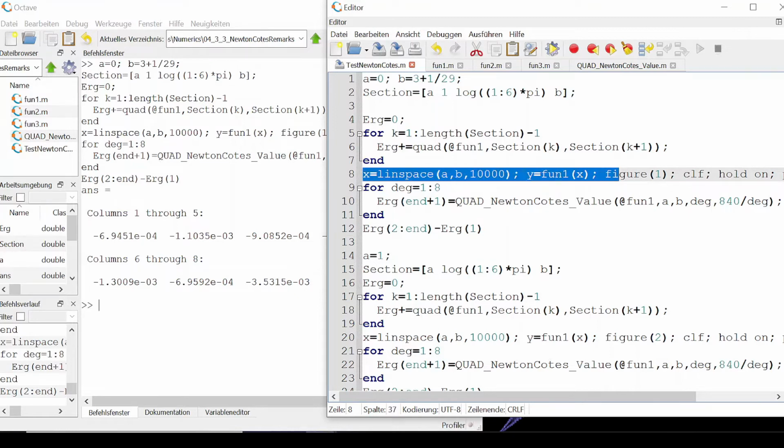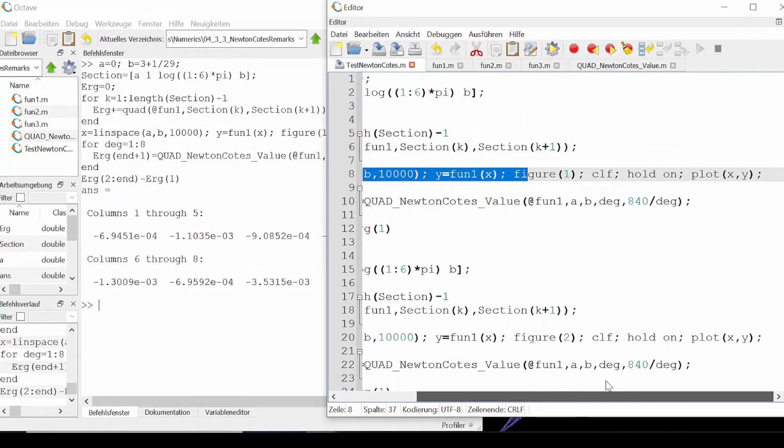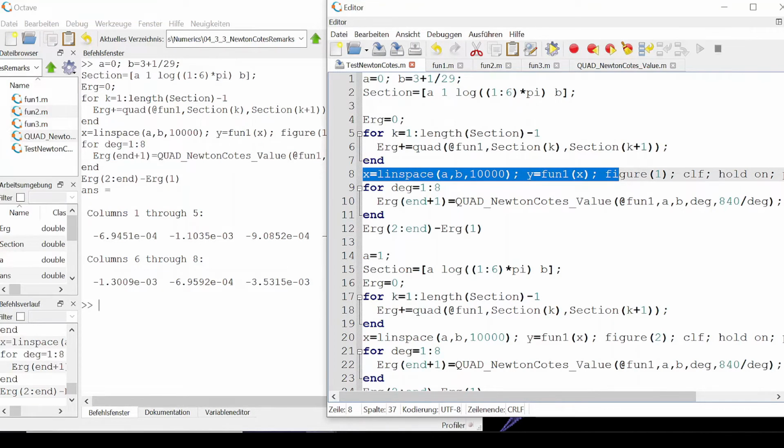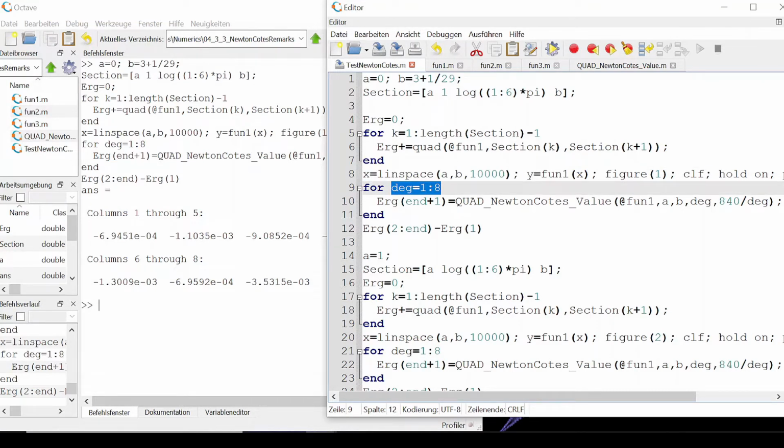Okay, here we plot the function, and then I'm using all degrees from 1, which is the trapezoidal rule, till 2, Simpson rule, and so on. And then I get a result, the answer here. And here I'm using the degree, and here I'm using the number of parts. I adjust this number, 840 divided by degree. Why? Because we evaluate the function at the multiple of these two numbers, so the comparison is a fair one and not an unfair one.